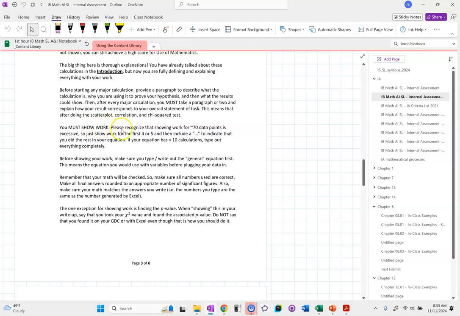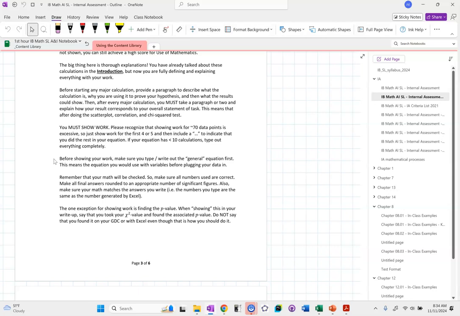You must show your work. Recognize that showing work for 70 plus data points is excessive. So just show the work for the first 2, 3, 4, whatever, and then use a ... to indicate you did the same thing for the rest of your equation. If your equation has less than 10 calculations, type everything out. Again, before showing your work, make sure you type out the general equation first. This means the equation you would use with the variables plugged in for your data.